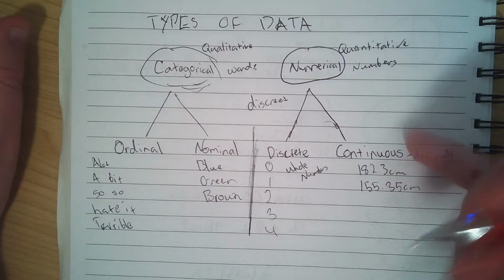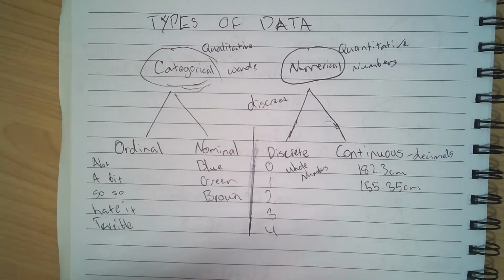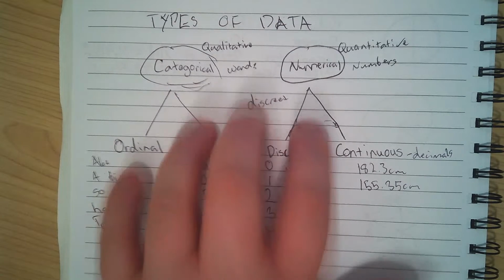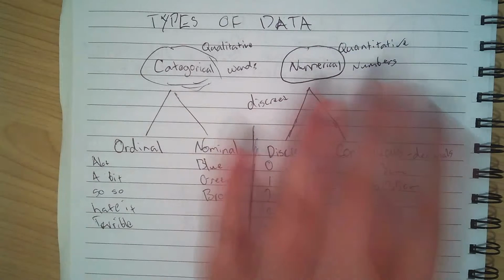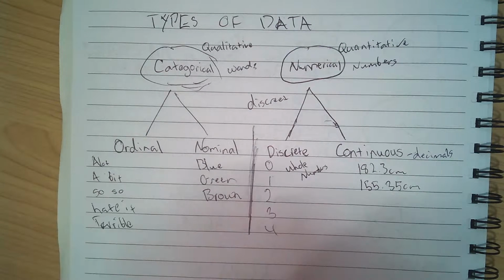So you maybe use a tool to measure them, for example, a ruler. And generally speaking, they're not whole numbers, or they don't have to be whole numbers. So that's the basic gist of the two different categories, categorical or qualitative, and numerical or quantitative, and then a breakdown of what the individual four data types are, okay?